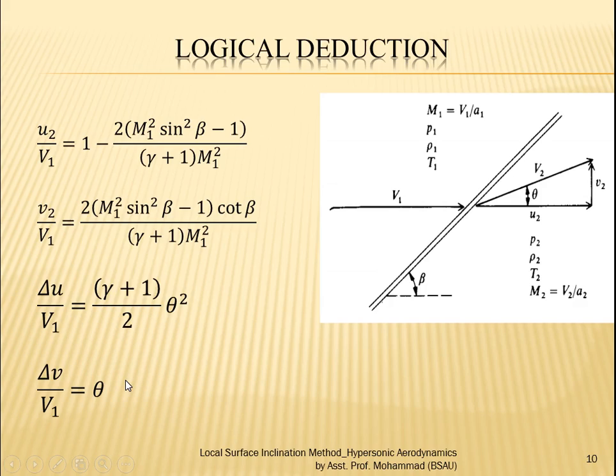Sorry, let me see this. We get gamma plus 1 by 2 into theta square. So we saw that the order of delta u by v1, and delta v will get theta, just theta. Just apply this and with a small practice, you will see that after putting the limit M1 tends to infinity, we actually get these values here.